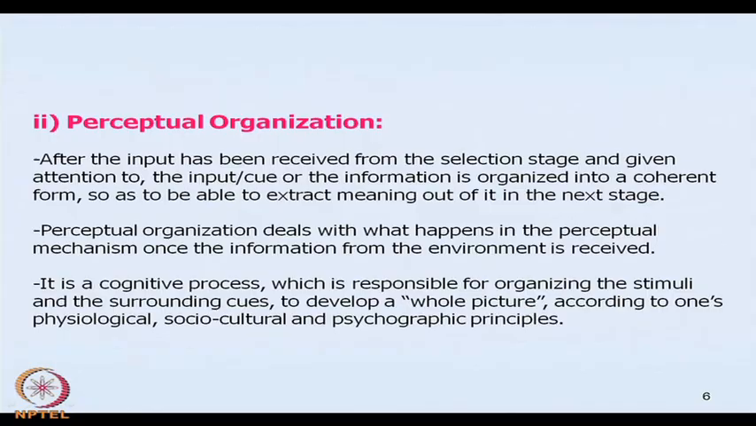After the inputs have been received in the perceptual selectivity stage, after they have been given attention to, the various cues or the various stimuli or information with respect to these cues is organized into a coherent whole. It is organized into a comprehensible structure, a unified form, a more coherent form, so as to be able to give meaning to it in this particular stage. So perceptual organization is what happens in the perceptual mechanism once information from the environment in the form of a stimuli and the cues is received.